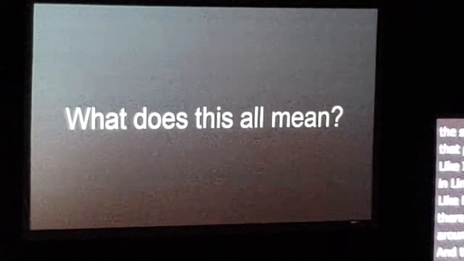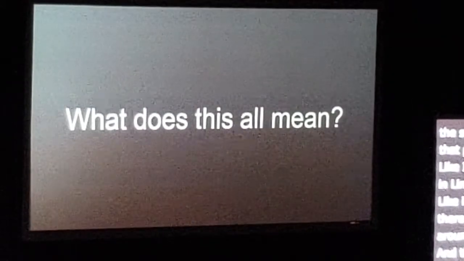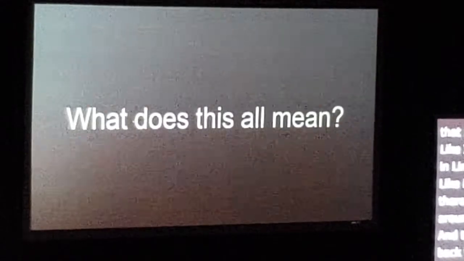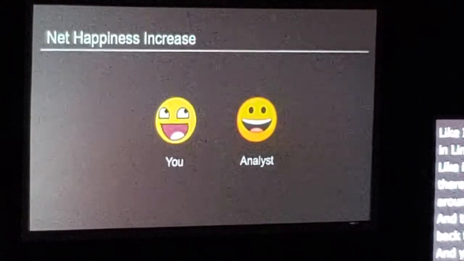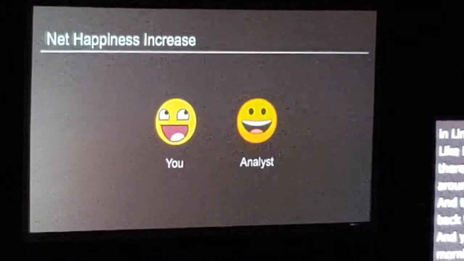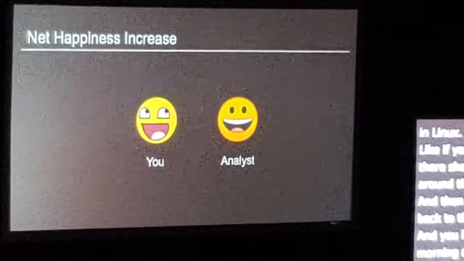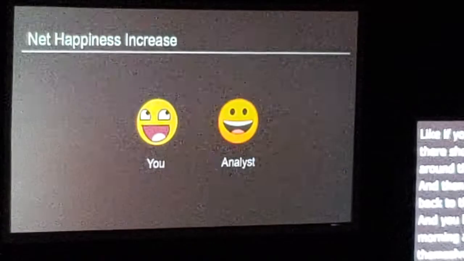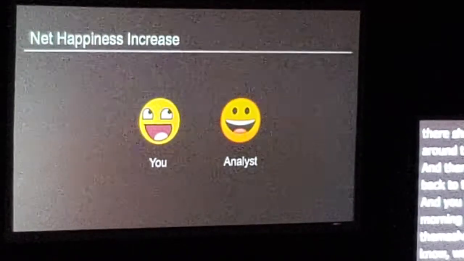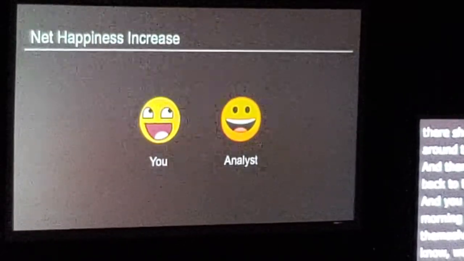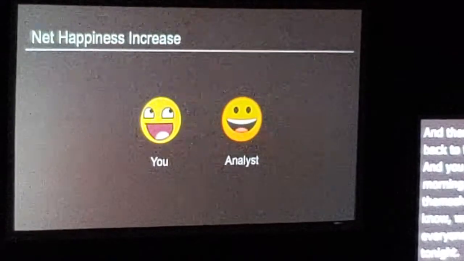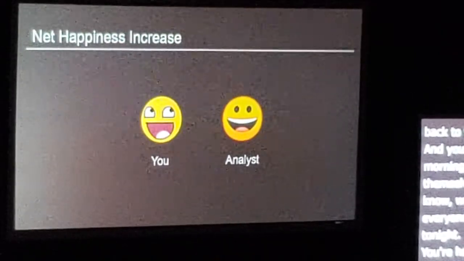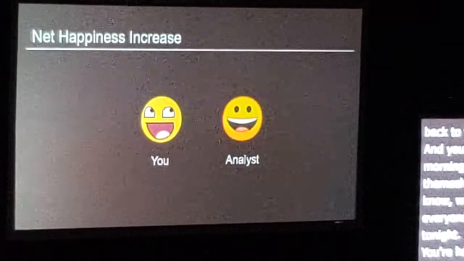And everyone on a Saturday morning at DEFCON is always thinking to themselves, what does this all mean? Everyone's going to sleep well tonight. The net happiness increase: you're happy, the analyst is happy, that payload you spent months working on is still your payload and not their sample. Everything is good. That's what we're all about, bringing happiness to the world.